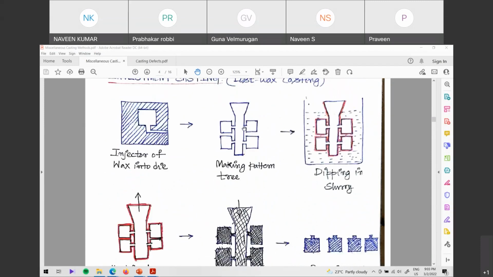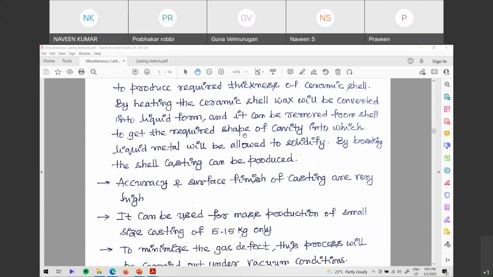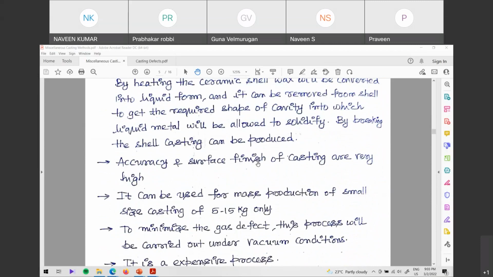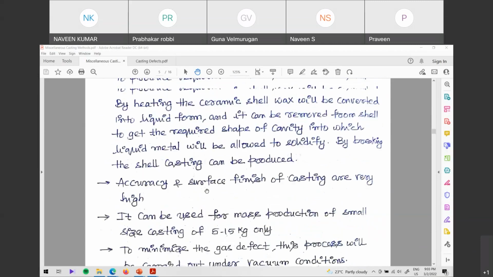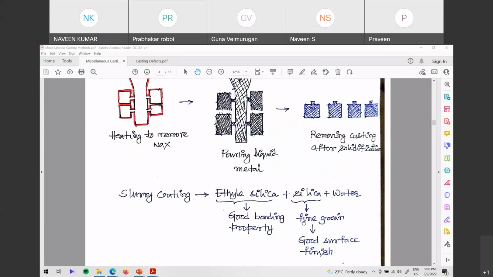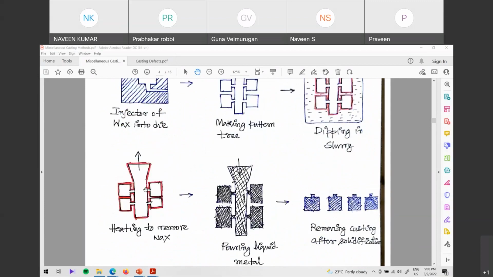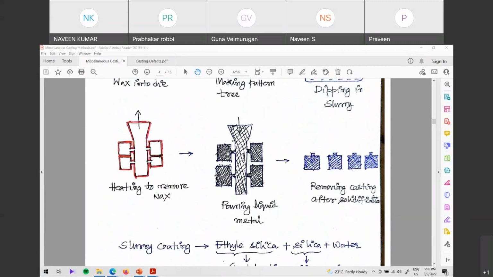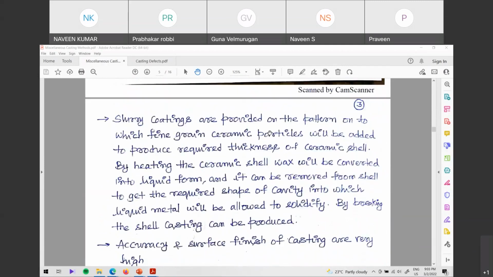And we can use this for mass production, because this is your object that you want to manufacture. So you are making a big pattern tree. In one go you are making 1, 2, 3, 4. Like that you can make n, whatever, based on your items and based on your equipment size and capacity. You will be able to produce that many castings. Okay, fine. And here, the important point is accuracy and surface finish of castings are very good here. One reason is because you are using fine grain, and this shell that is being formed has good surface finish on the wall, and because of that, the accuracy and surface finish is very good on the castings. Okay, fine.